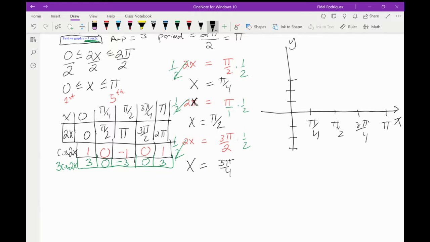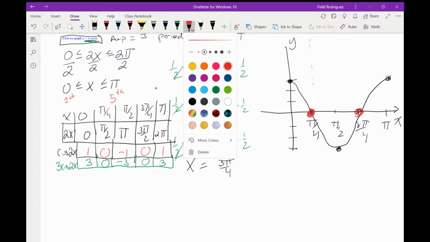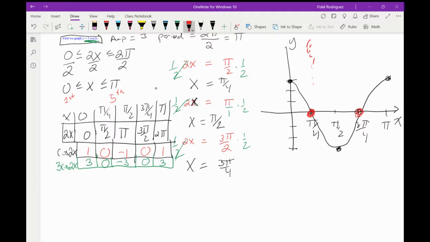And then all we're going to do is just connect our dots. So at 0, we're at 3. And I'm going to do this one here, guys, in black. At pi over 4, we're at 0. We're at minus 3. We're at 0. We're at 3, right? And so here is our cosine graph, just like we did before. I'm going to put my vertical asymptotes. My vertical asymptotes, y'all, are going to be right here. I'll make that a little bit thicker. There we go.